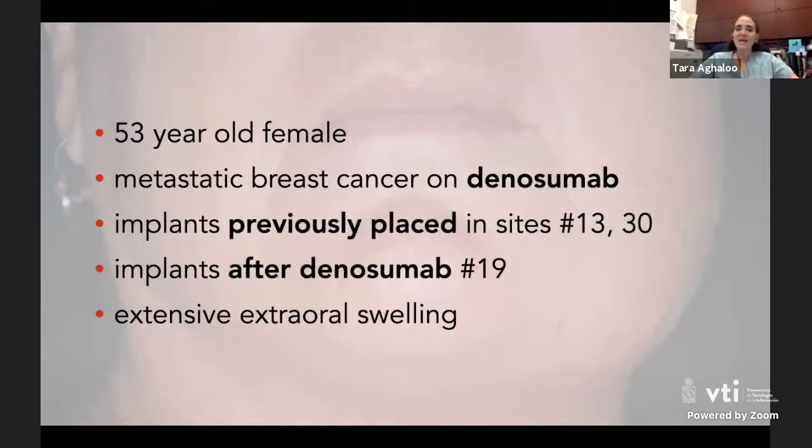And I don't know if it's because maybe the dentist thought that she had already had 2 successful implants and so it was okay, or why that would be. But certainly doing the implants after the initiation of anti-resorptive therapy for cancer is not a good idea.